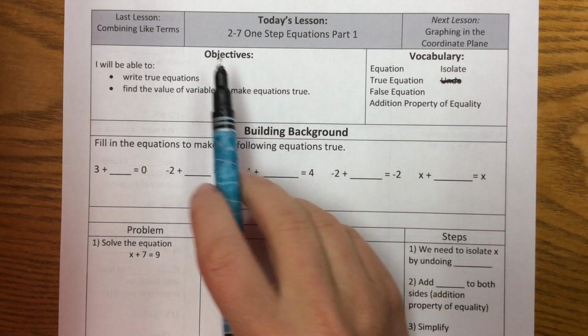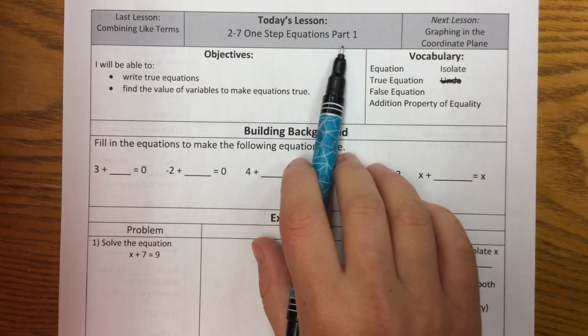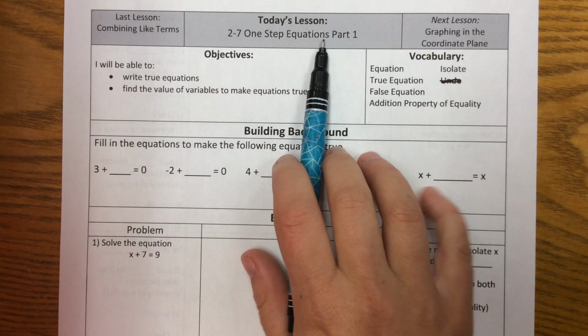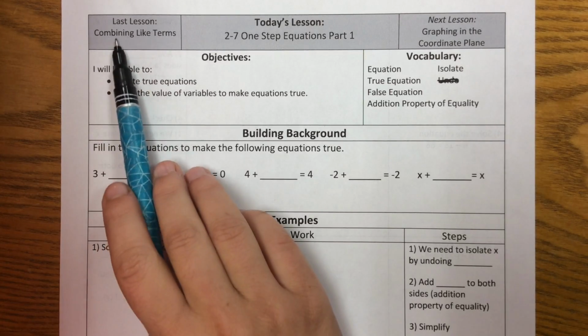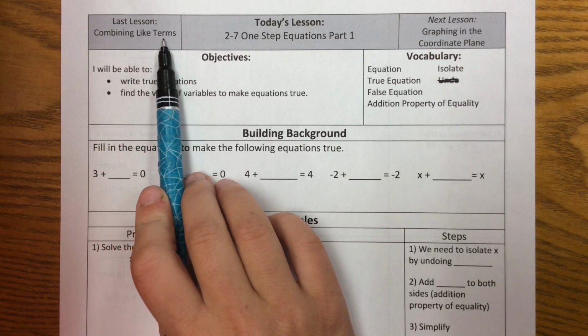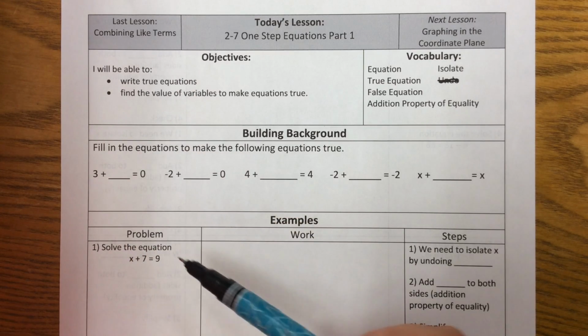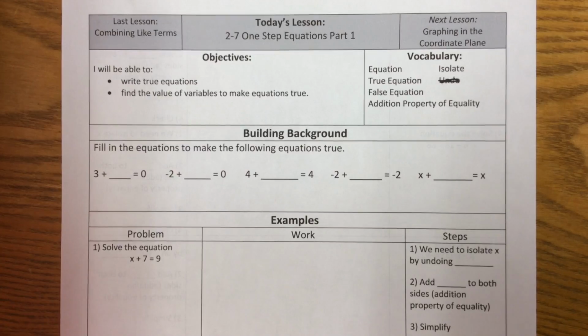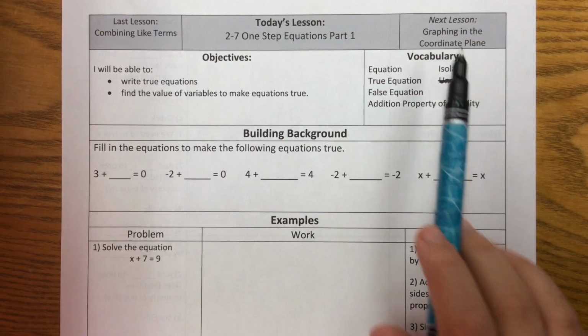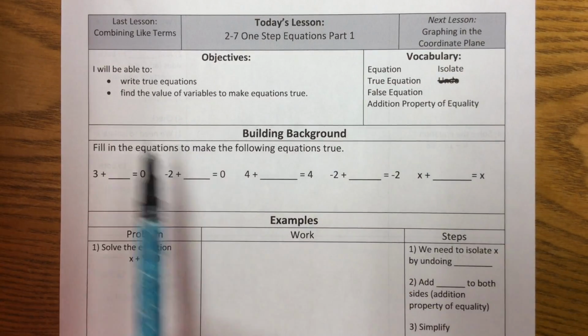Alright, welcome to 2-7 one-step equations part 1. We're going to do one-step equations quite often in the next few chapters, so this is just the first one here. Okay, our last lesson was combining like terms, and that dealt with variables. If you look at the examples today, we also have variables, but we're not combining them quite yet. Our next lesson will be graphing in the coordinate plane.